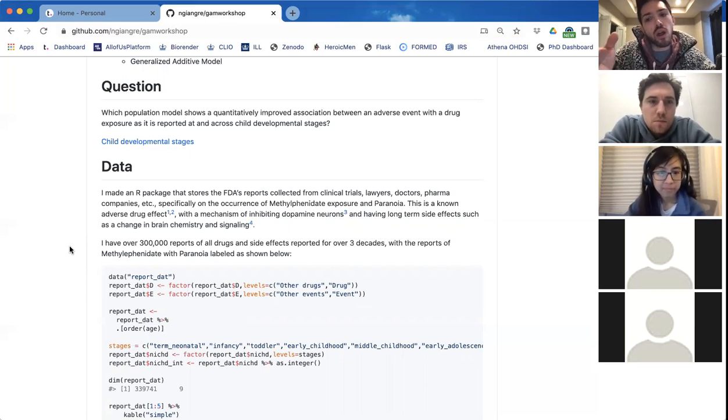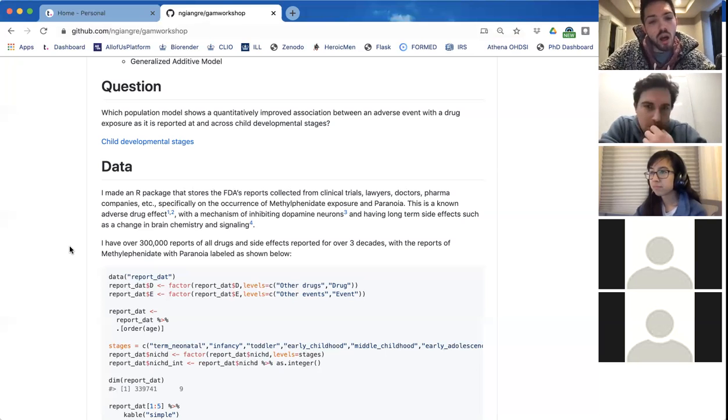So at the end, I'm going to compare the simple linear models and also the generalized additive model and show quantitatively how they compare. For the data, I made this R package. It stores the FDA's reports collected from clinical trials, lawyers, doctors, pharma companies, etc.